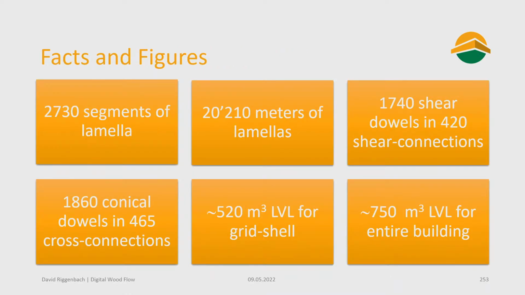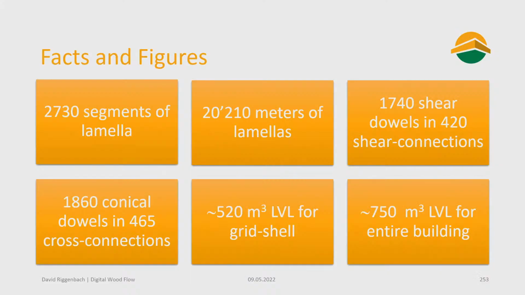Last but not least, some facts and figures. In the whole grid shell roof, we are talking about more than 2,700 individual segments of lamella that need to be produced and handled. Logistics is a big challenge. We have more than 20 kilometers of those LVL lamellas to produce. We have 1,740 such shear dowels and more than 1,800 conical dowels for the cross connection. All connections in the grid shell are just wood-based connections. We have 520 cubic meters of LVL for the grid shell, and in total about 750 cubic meters of LVL that we are going to use to make this project become real.